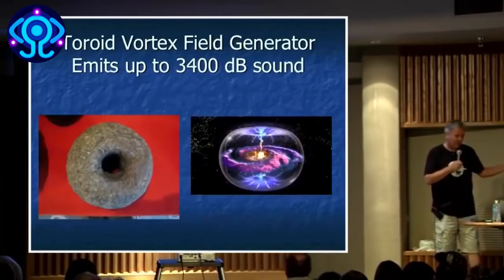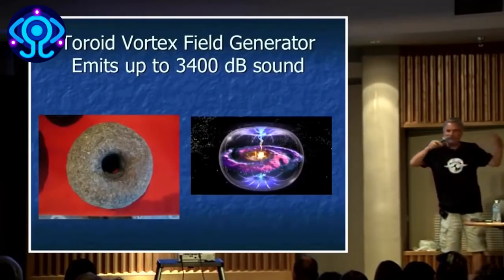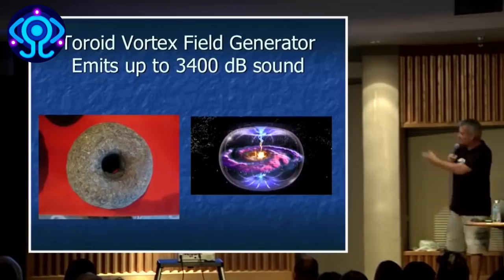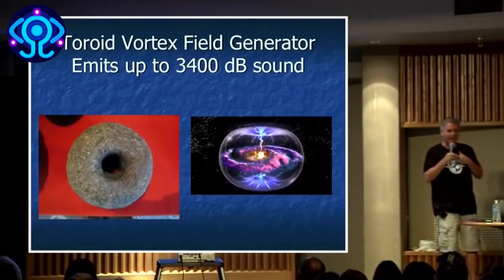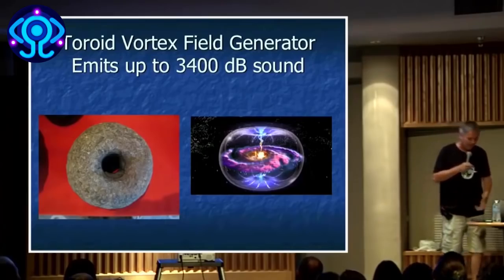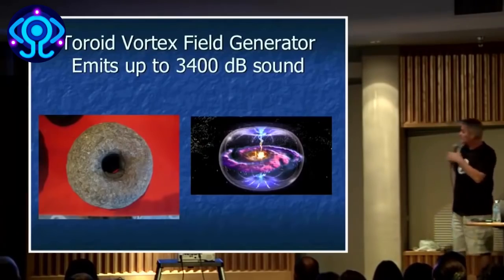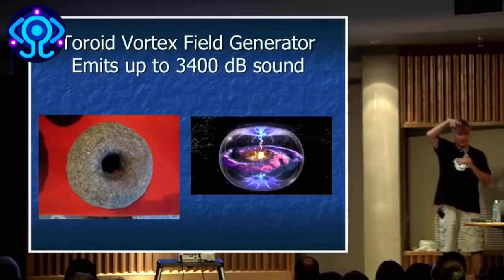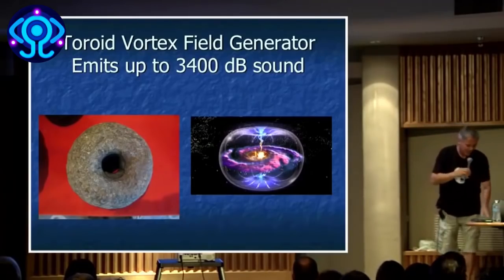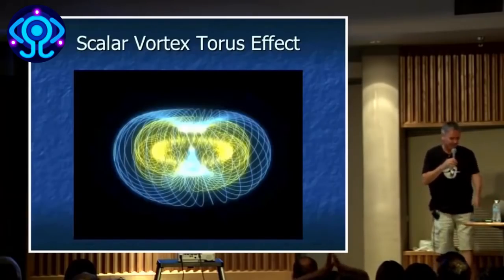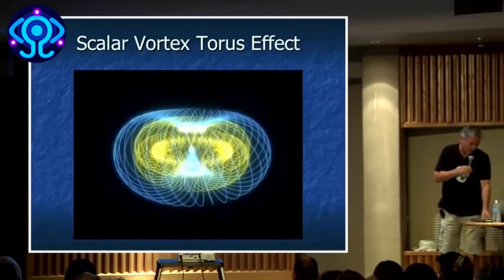They are very, very powerful toroid vortex field generators. They generate huge amounts of energy around them, just like our galaxy, our solar system, our bodies, and our hearts create toroidal fields around us. And they seem to suck in the ambient sound around them and actually amplify that. They create scalar vortex technology. That's really what they are.